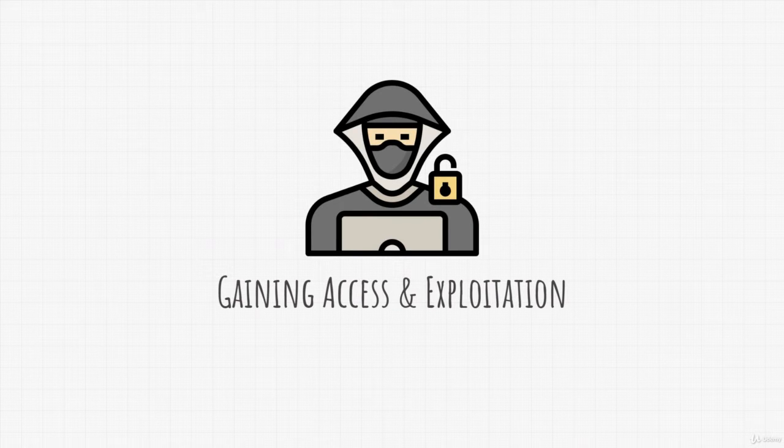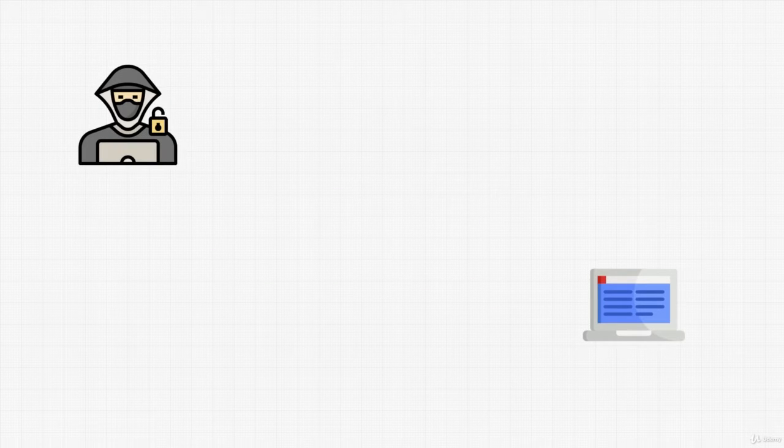Hello again and welcome to the exploitation section of the course. It is time we learn how to gain access to our target. What we managed to do for now is, with the help of our Kali Linux machine, we managed to identify our target and find out a lot of information about it.